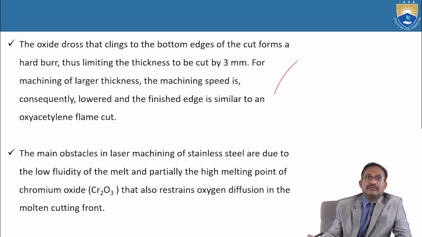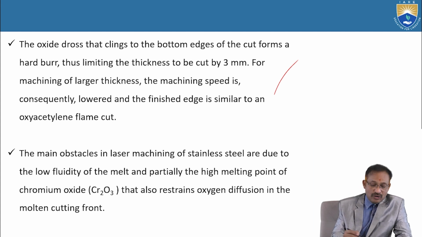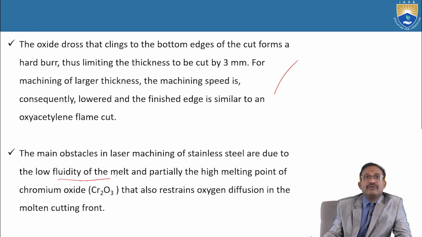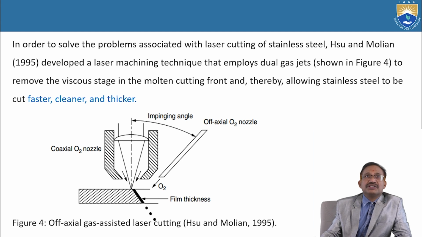Okay, the main obstacles in laser machining of stainless steel are due to the low fluidity of the melt and partially the high melting point of chromium oxide Cr2O3 that also restrains oxygen diffusion in the molten cutting front. Okay, so this is very good information here.